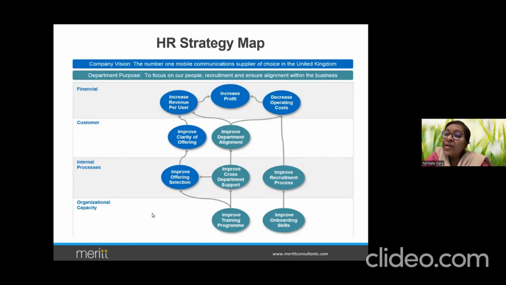Okay. Now, when you're looking at an entire HR strategy map, you are looking at all your processes and all your strategic objectives. Here, because of the paucity of time, I said take just one process, just to give you an understanding of how that cause and effect gets established.